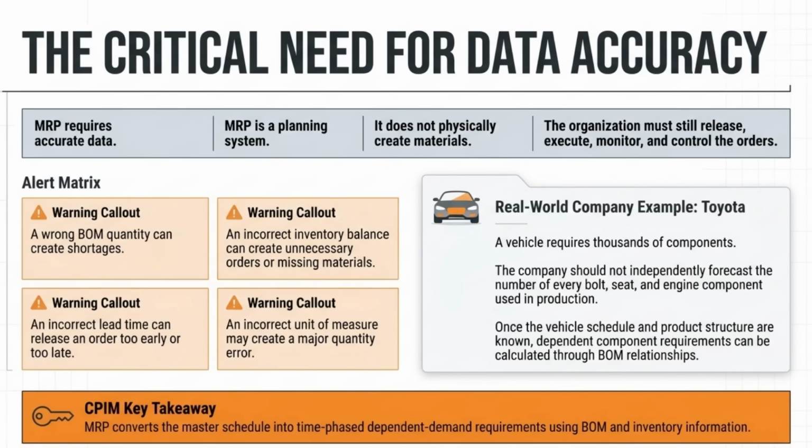Real-world company example, Toyota. A vehicle requires thousands of components. The company should not independently forecast the number of every bolt, seat, and engine component used in production. Once the vehicle schedule and product structure are known, dependent component requirements can be calculated through BOM relationships. CPIM key takeaway. MRP converts the master schedule into time-phased dependent demand requirements using BOM and inventory information.